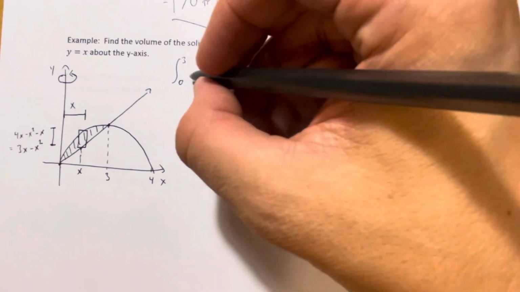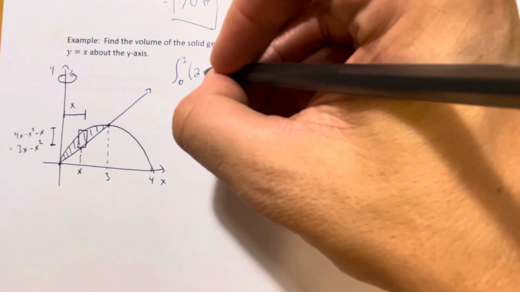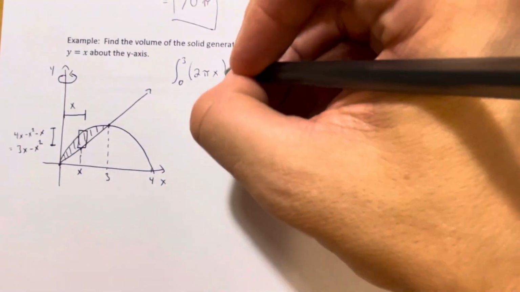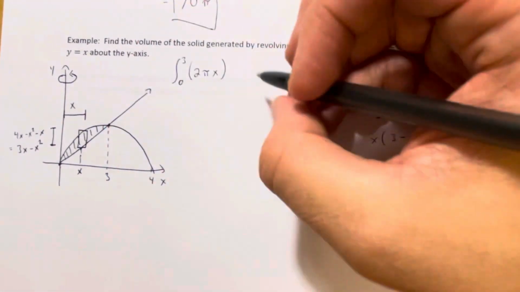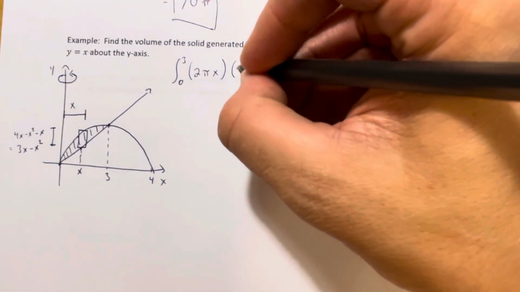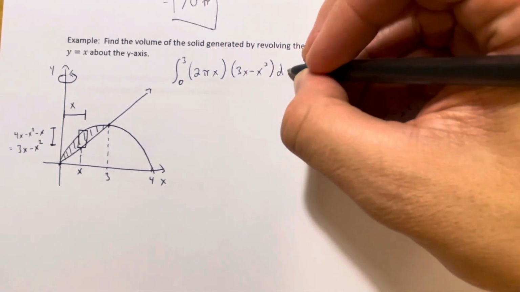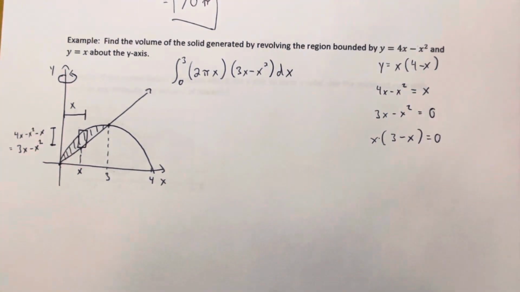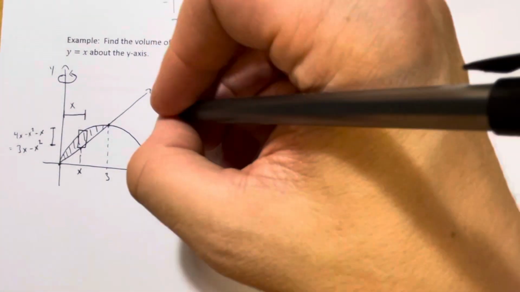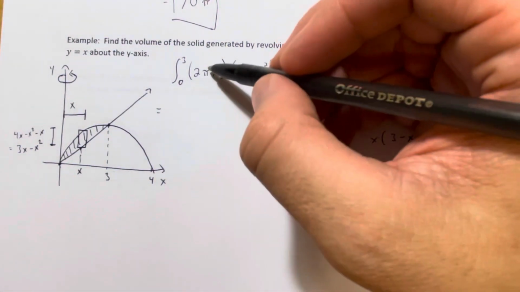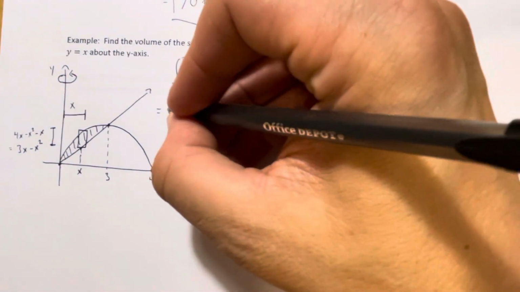And then I have the circumference, which is 2 pi r, my radius, in this case, which is x, times the height of my rectangle, which here we determined to be 3x minus x squared, times my thickness, which is always either a dx or a dy. dx in this case, because that's what the variable is in these functions. Okay, so next step, I can simplify things a tad if I factor a 2 pi out.